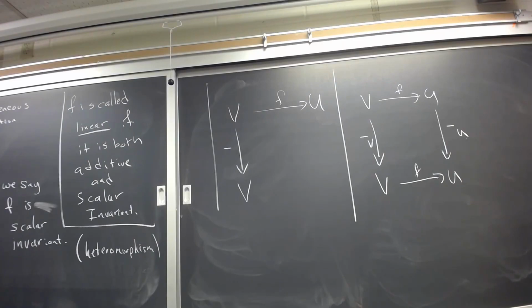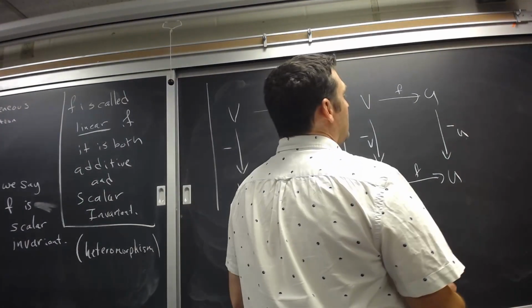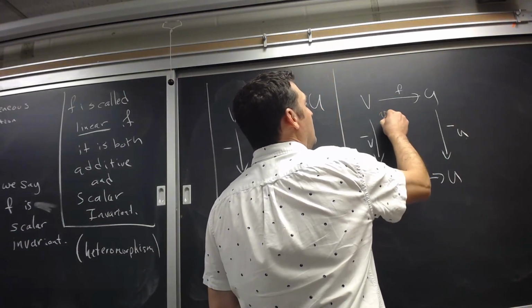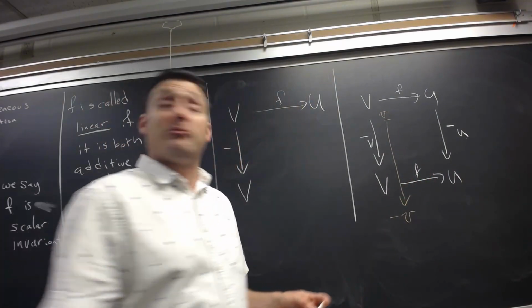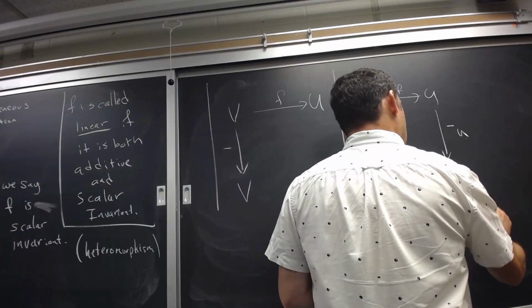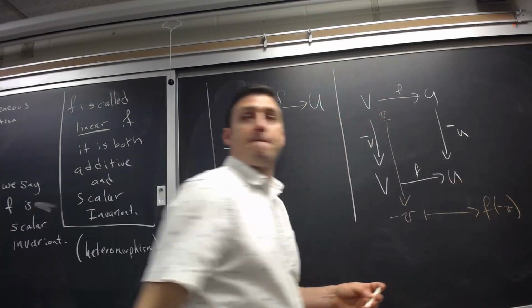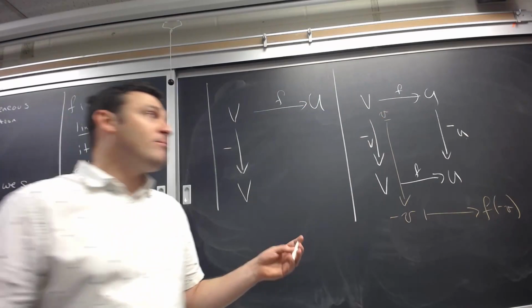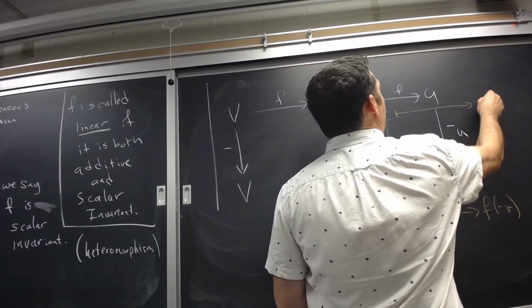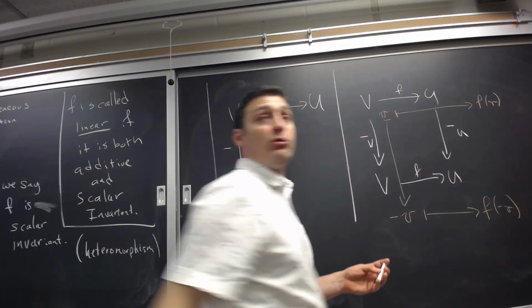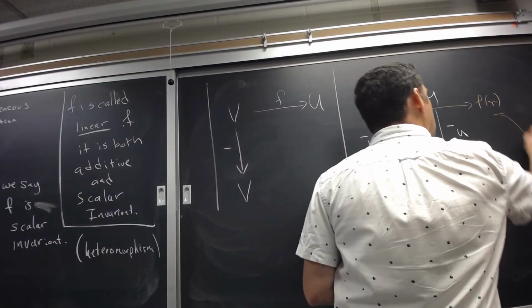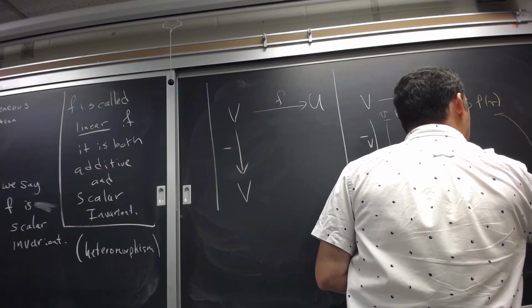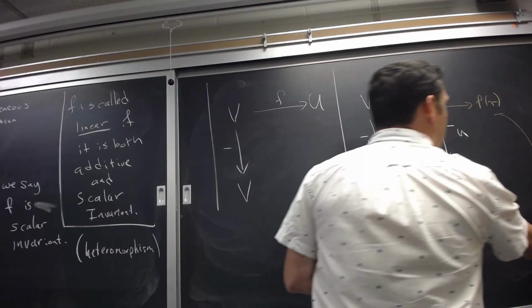And so we can just follow our nose. Right? I take a little vector here, and the first thing I do is I negate it. And then I apply F. But maybe I first applied F. So now it's a U thing. And then I negate that. And you'll see that you get that's a V.